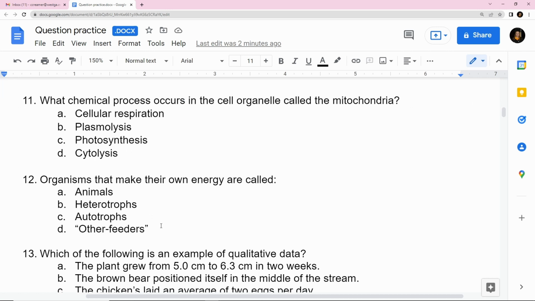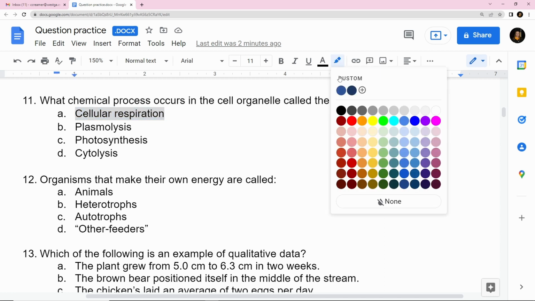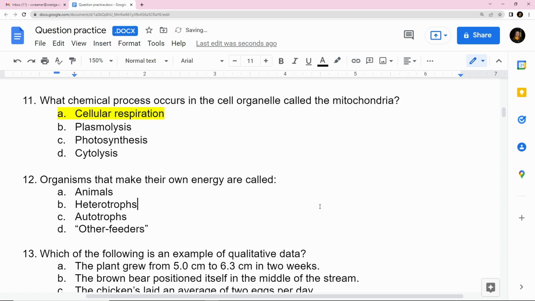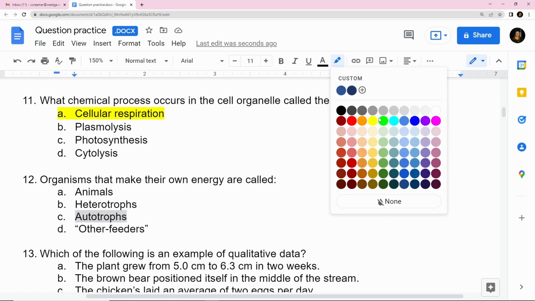All right, question 11. What chemical process occurs in the cell organelle called the mitochondria? Cellular respiration, plasmolysis, photosynthesis, or cytolysis? If you said cellular respiration, you would be correct. Organisms that make their own energy are called animals, heterotrophs, autotrophs, or other feeders. If you said autotrophs, you would be correct.